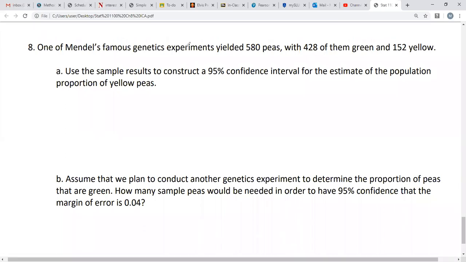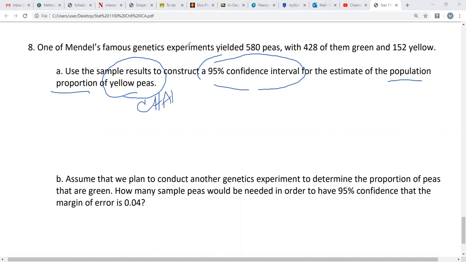So we're going to move on and talk about Mendel's genetic experiments, because one of those experiments yielded 580 peas, with 428 of them green and 152 of them yellow. We want to use the sample results to construct a 95% confidence interval for the estimate of the population proportion, and then we need that certain characteristic. Here we're talking about them being yellow.